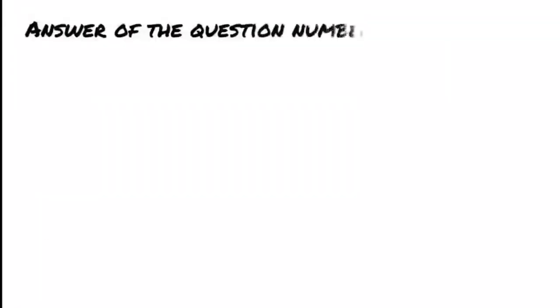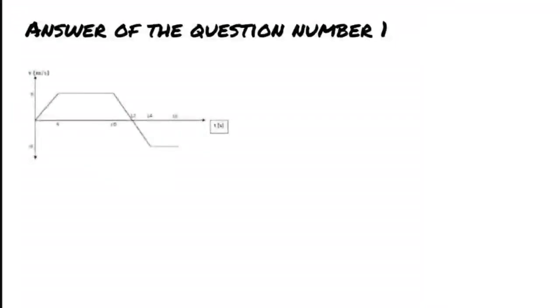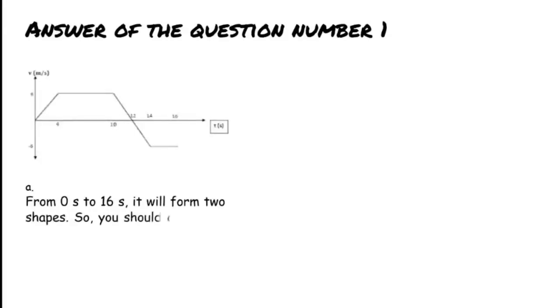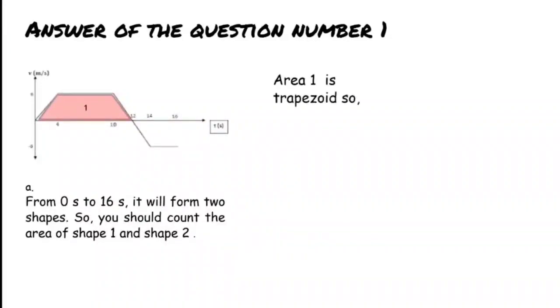The answer of the question number 1. This is the graph. From 0 second to 16 second, it will form two shapes. So you should count the area of shape 1 and shape 2. This is the shape 1. Area is trapezoid.